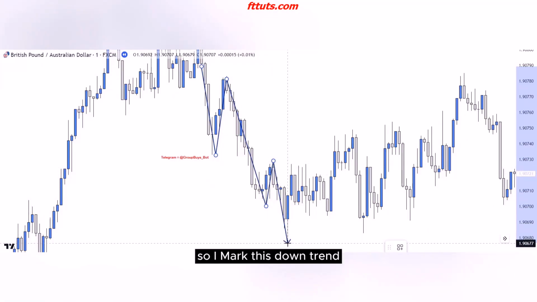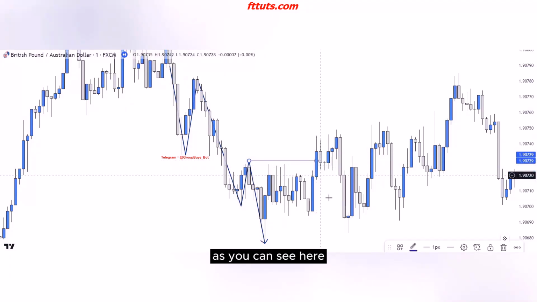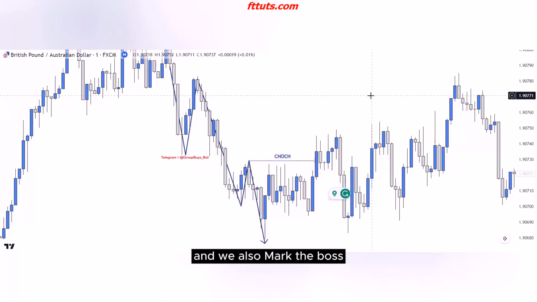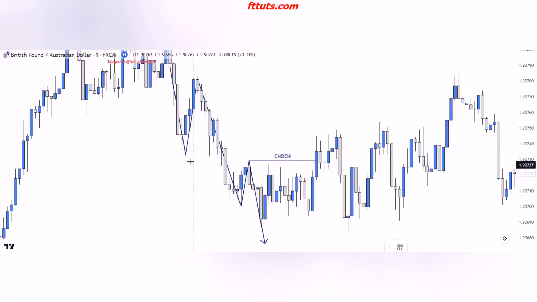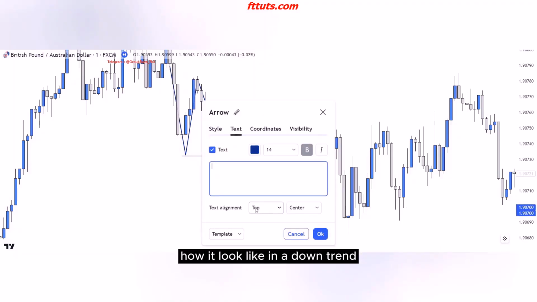So I mark this downtrend. As you can see here, we mark the change of character, and we also mark the BOS. And that's it basically. I just wanted to show you how it looked in a downtrend.